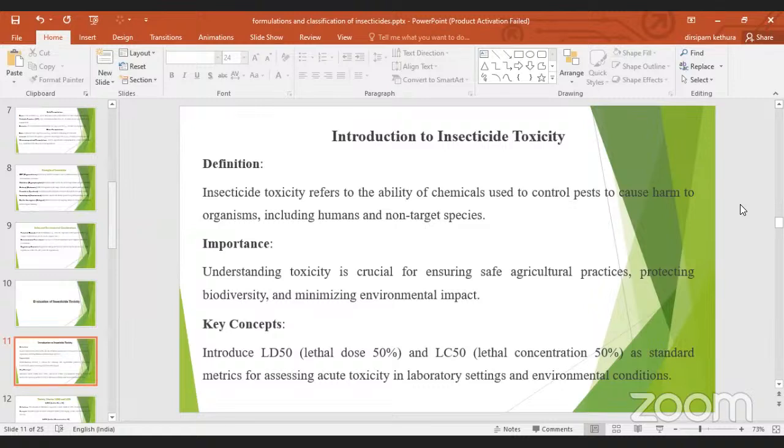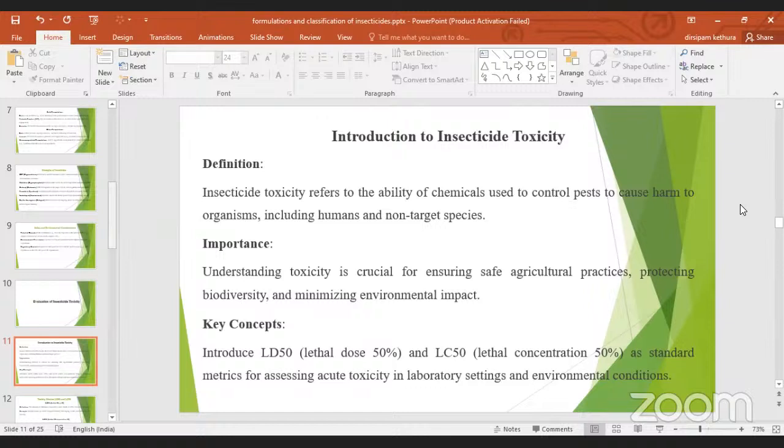Insecticide toxicity refers to the ability of chemicals used to control pests to cause harm to organisms, including humans and non-target species. And its importance is that understanding toxicity is crucial for ensuring safe agricultural practices, protecting biodiversity, and minimizing environmental impact. All these are very important. Without our knowledge, if you use the insecticides on a large scale, not only will it damage the crop and the insects, it will also cause harm to the environment and the biodiversity. Before we use this, we should know how to use, what to use, how much amount we have to use.